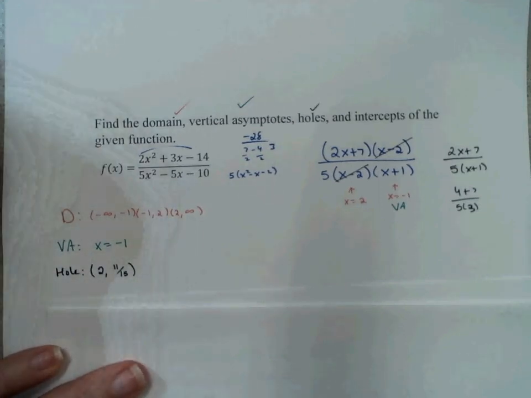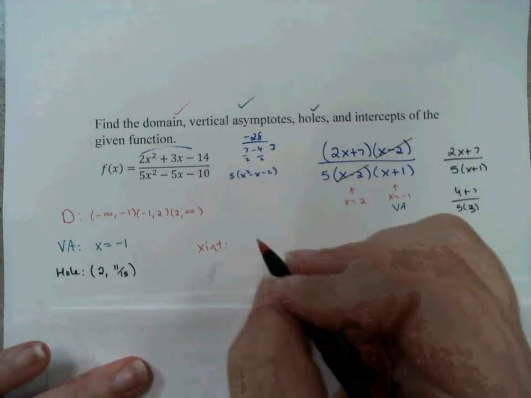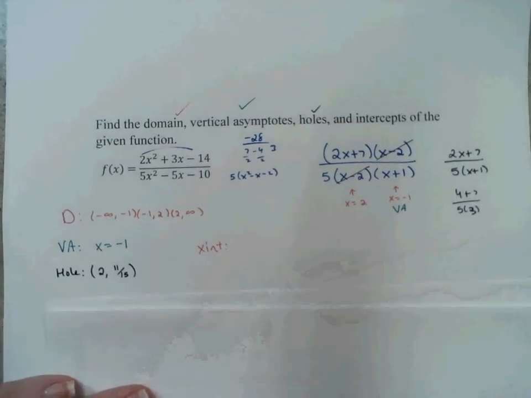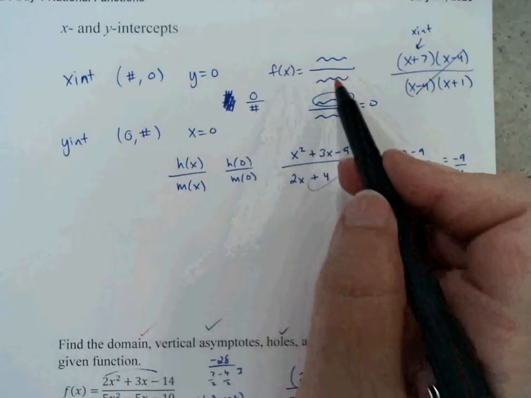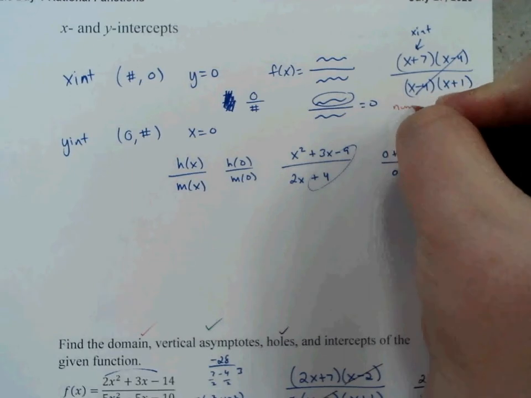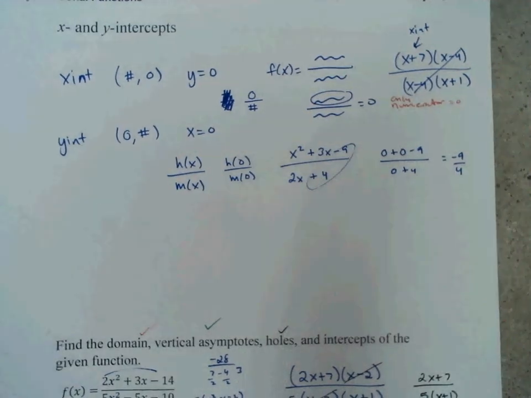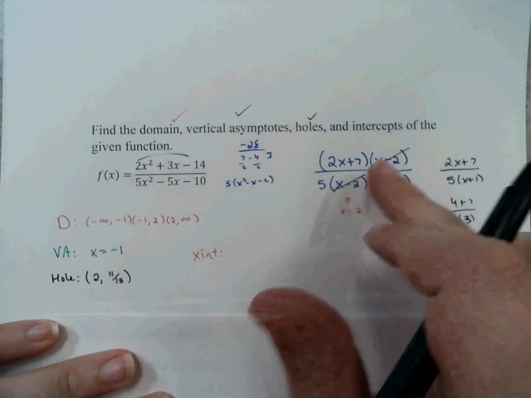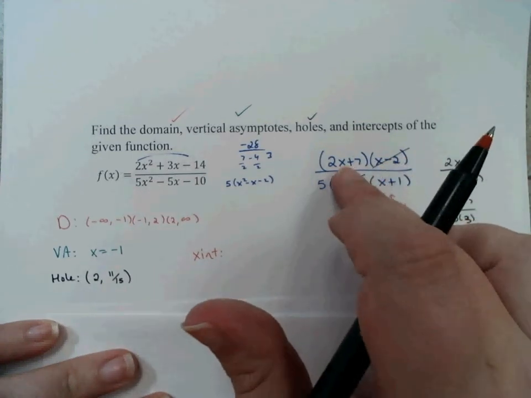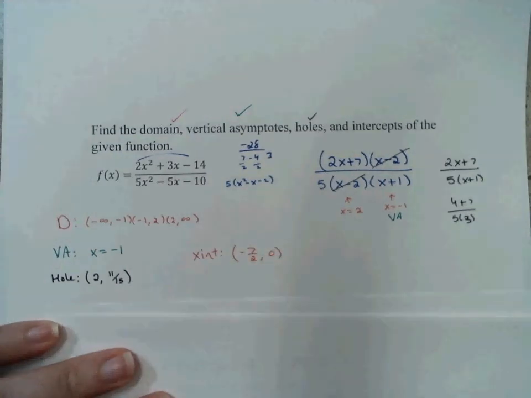And lastly, we have intercepts. So let's talk about x-intercept. X-intercept occurs when y equals 0, and so that's when only y equals 0, right? So x-intercept is when the numerator and only the numerator equals 0. So my numerator equals 0 at negative 7 halves. It also equals 0 at 2, but that's already a hole in the graph. So this right here, my x-intercept would be negative 7 halves, comma 0.